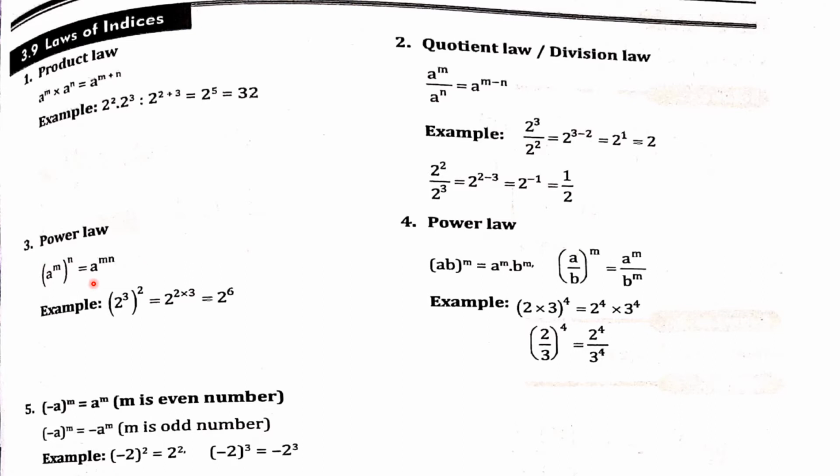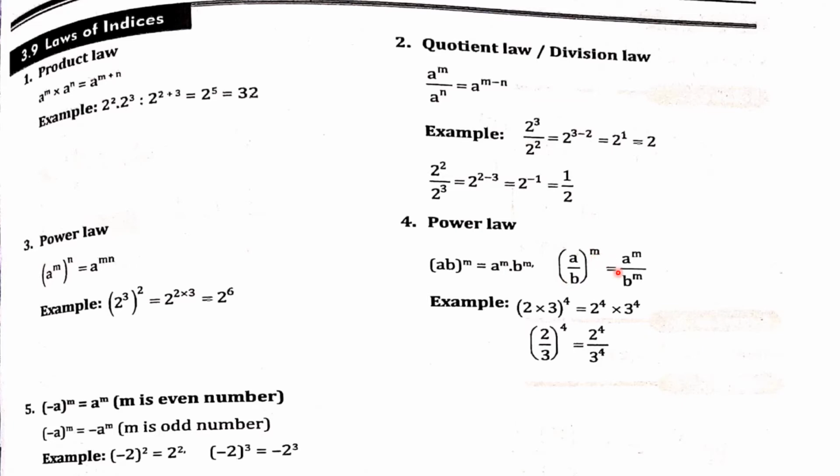Next, coming to the power law, a to the power m, whole to the power of n, can be written as a to the power m into n. First you multiply the powers, so you get a to the power mn. Coming to the power law once again, a into b to the power of m is equal to a to the power m into b to the power m. This can also be written as a divided by b to the power of m.